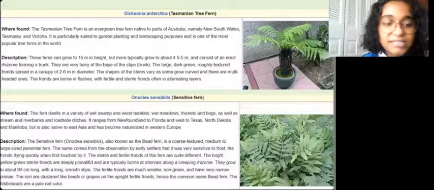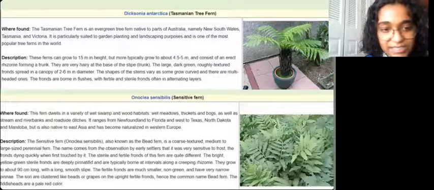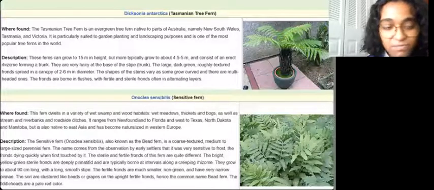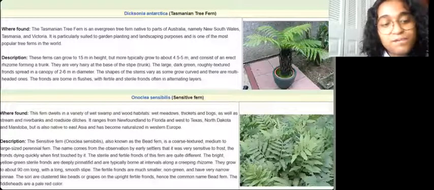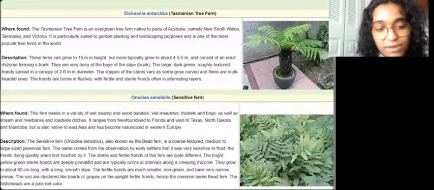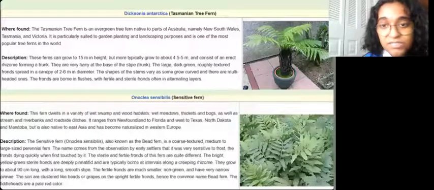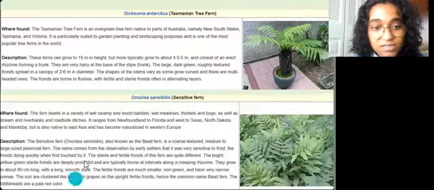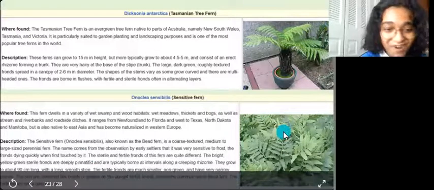Description: the sensitive fern, Onoclea sensibilis, also known as bead fern, is a coarse textured medium to large size perennial fern. The name comes from the observation by early settlers that it was sensitive to frost. The sensitive fern is sensitive to frost.